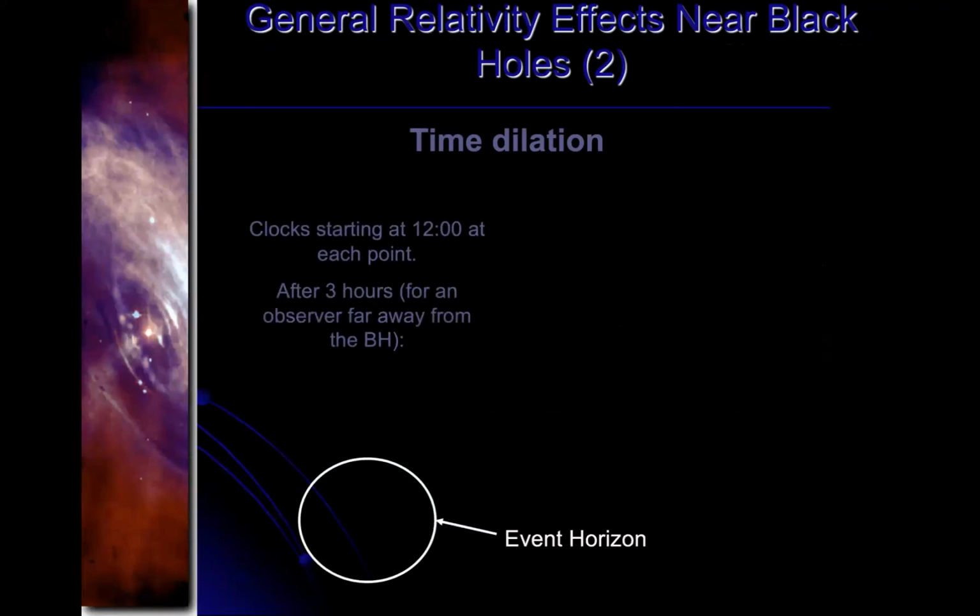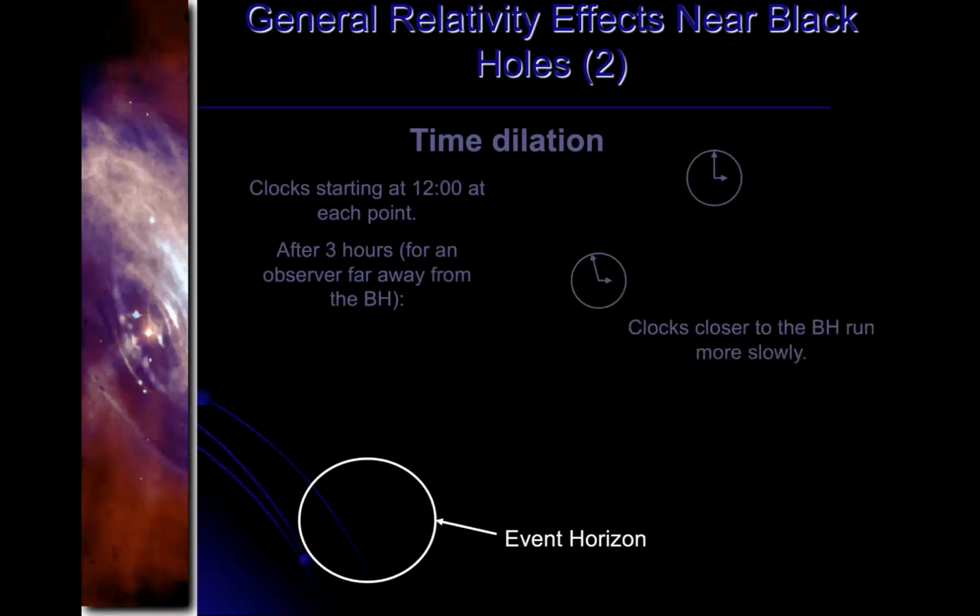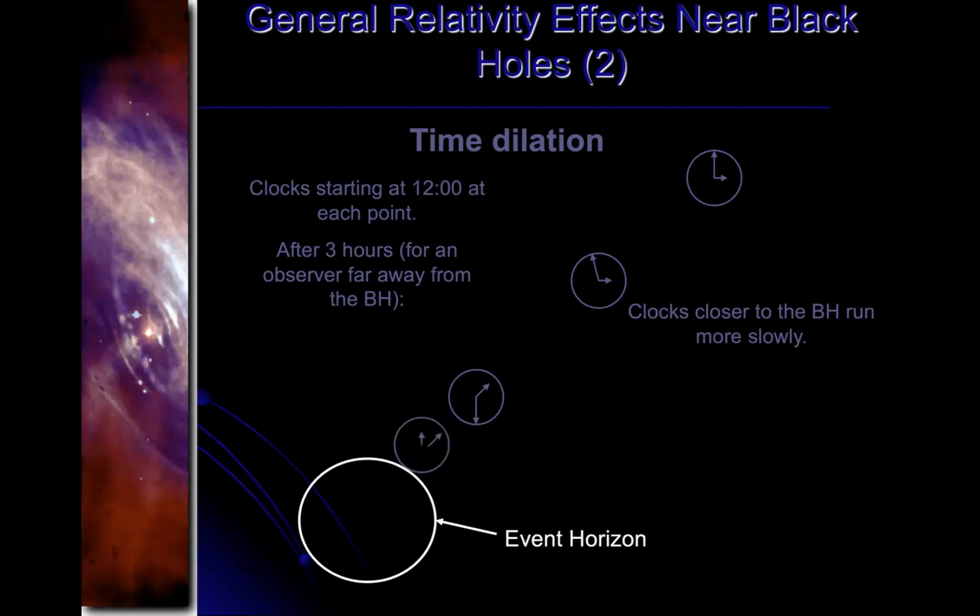Then there would also be time dilation because of gravity. The closer and closer that they get to the event horizon, their time would move more and more slowly until when they get to the event horizon, the time would stop moving.